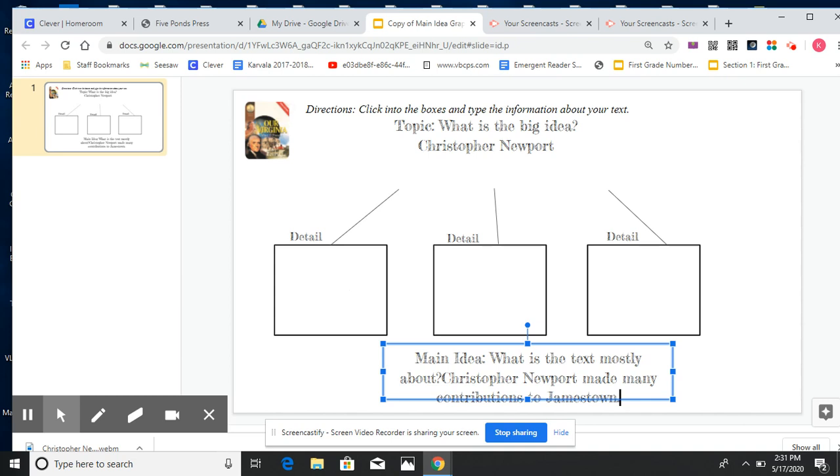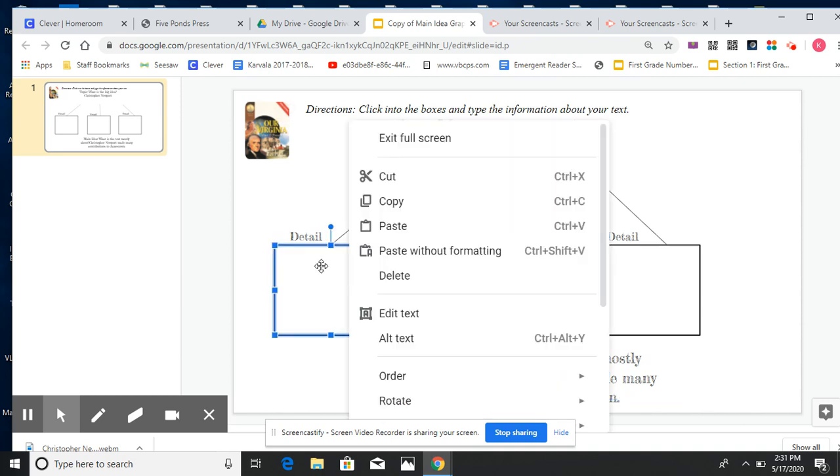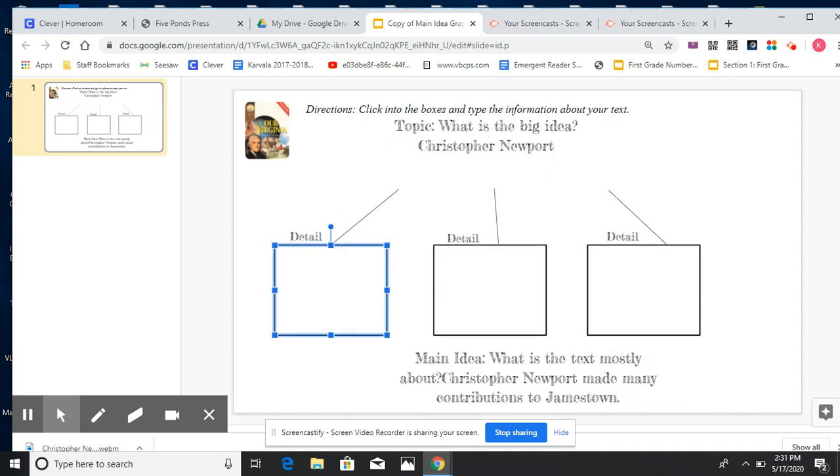All right, now let's come up with one detail together while we're here, because we know we have to have details to support our main idea. So, what kind of contributions did he do? Well, the first one I remember reading about was that he safely brought first colonists to Jamestown. So, I'm going to write that right here.